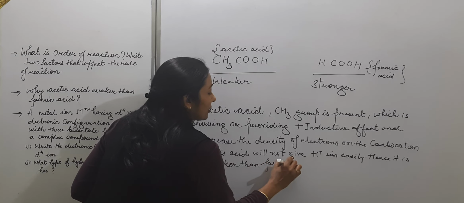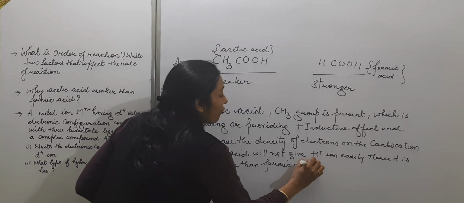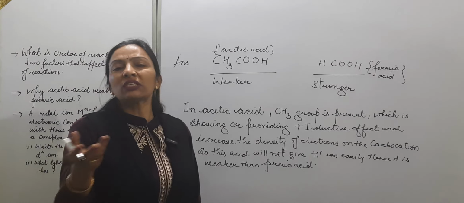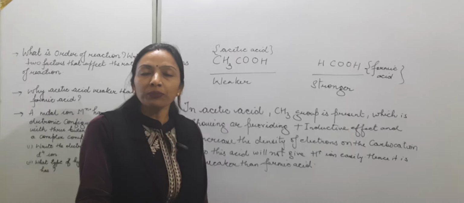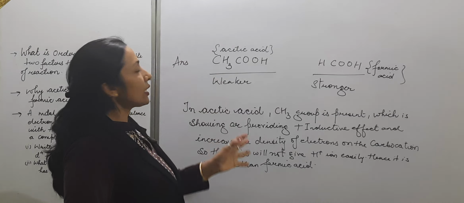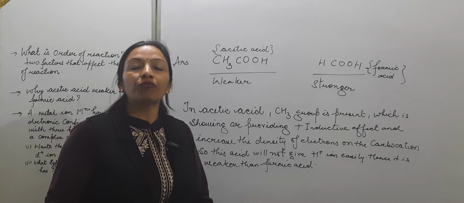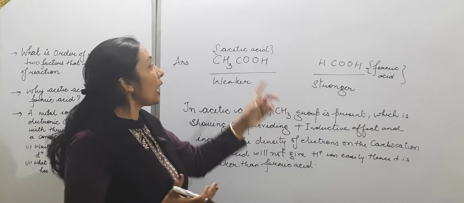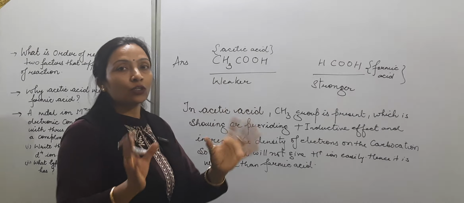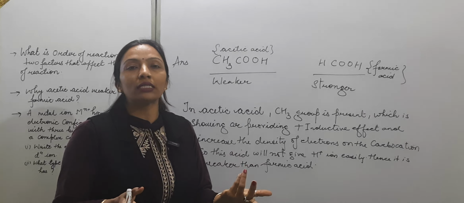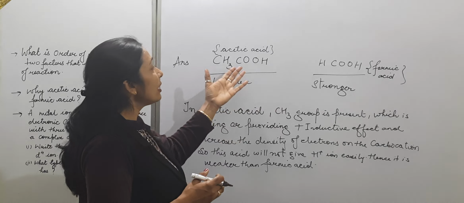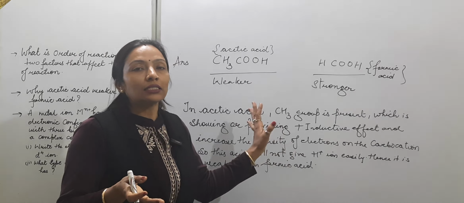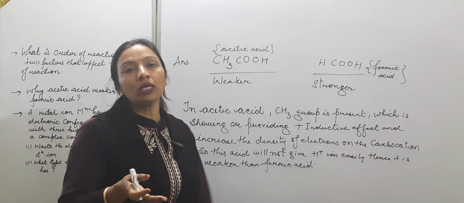formic acid, because in formic acid the methyl group is absent, so the positive inductive effect is absent there. But in acetic acid, due to the presence of the methyl group which is showing a positive inductive effect, it will increase the electron density on the carbocation, and hence it will not let this hydrogen go easily. That is why this acid is weaker as compared to formic acid.